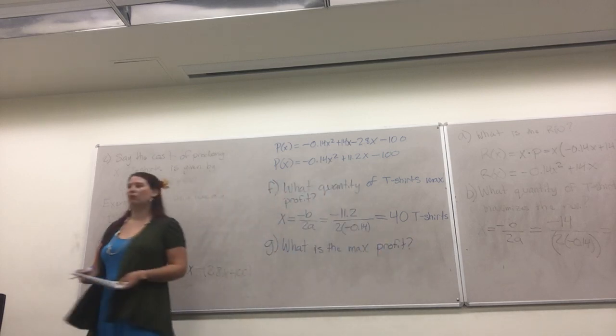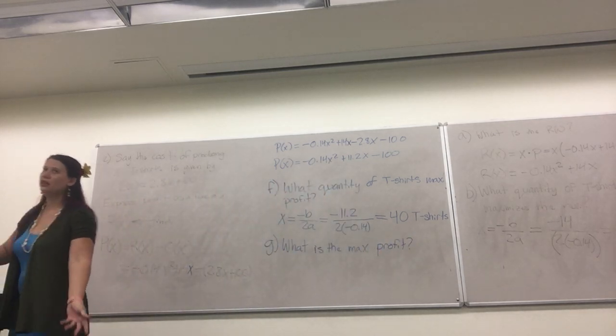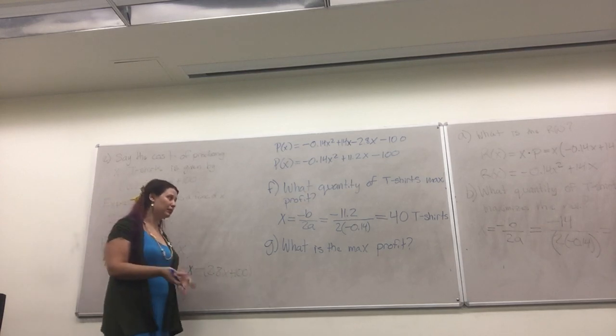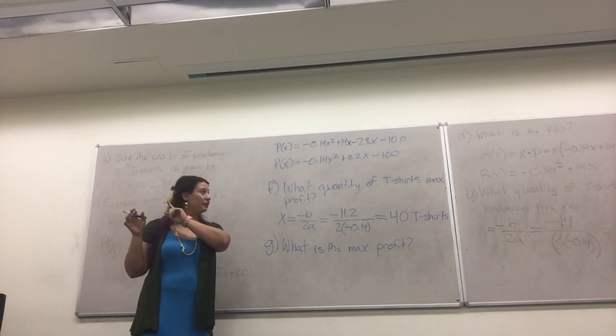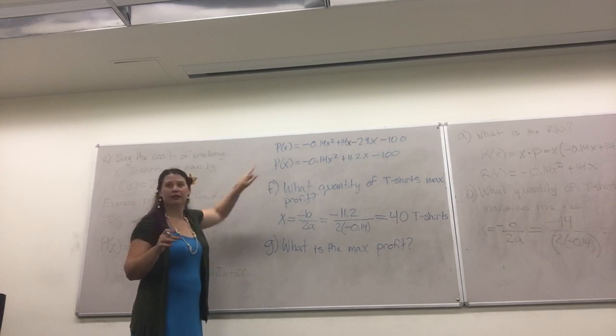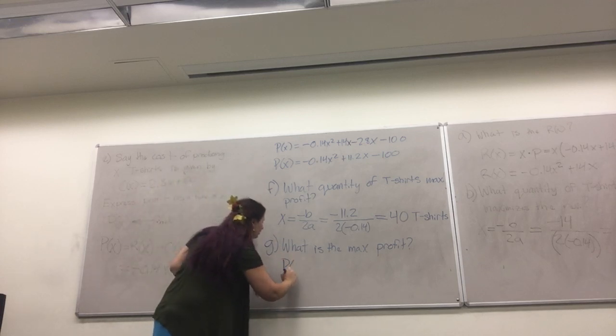So we know what quantity maximizes the profit. Now we just want to know what is the maximum profit. So what do we do? Plug it into what? Profit equation, right? So we want P of 40.